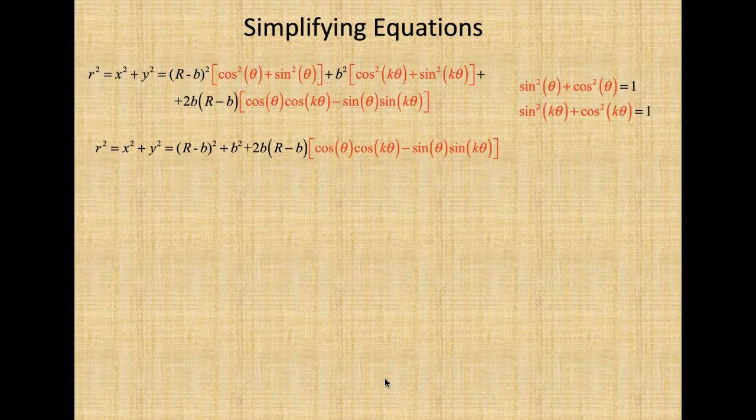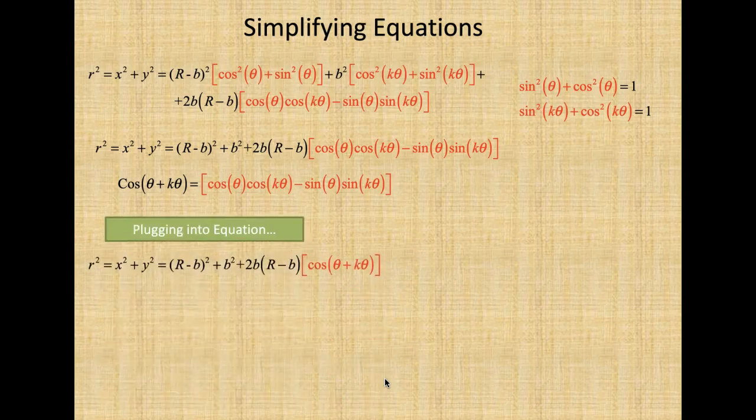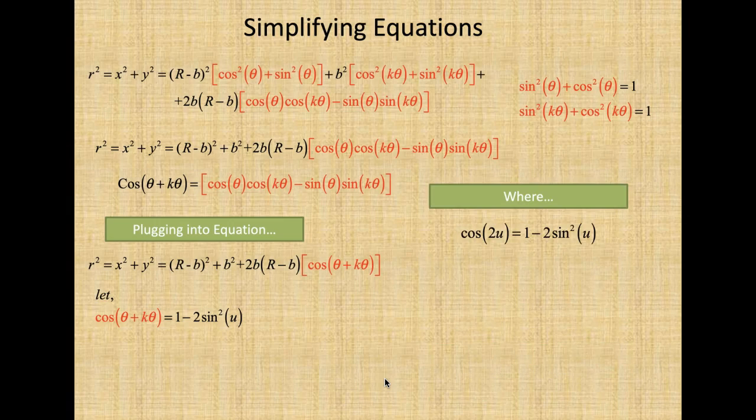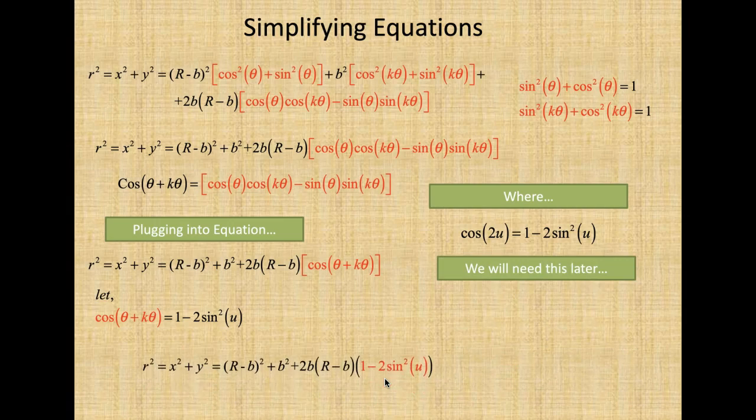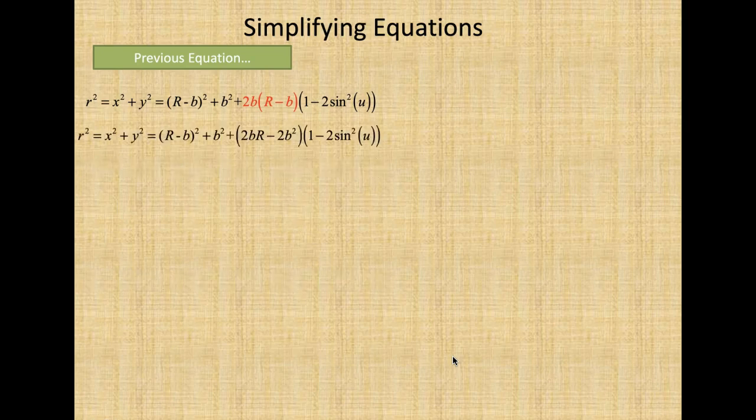Cosine theta times cosine k theta minus sine theta times sine k theta. And we're going to let cosine of theta plus k theta equal that result. And we plug into there. But we let also cosine of theta plus k theta equal 1 minus 2 sine squared u. And we know that cosine 2u is also equal to 1 minus 2 sine squared u. So we're going to need this a little bit later. So let's remember that. Okay, so our r squared is equal to x squared plus y squared, and that's equal to the result where we plugged in cosine of theta plus k theta, we plugged in 1 minus 2 sine squared u, right there. There's our last equation.